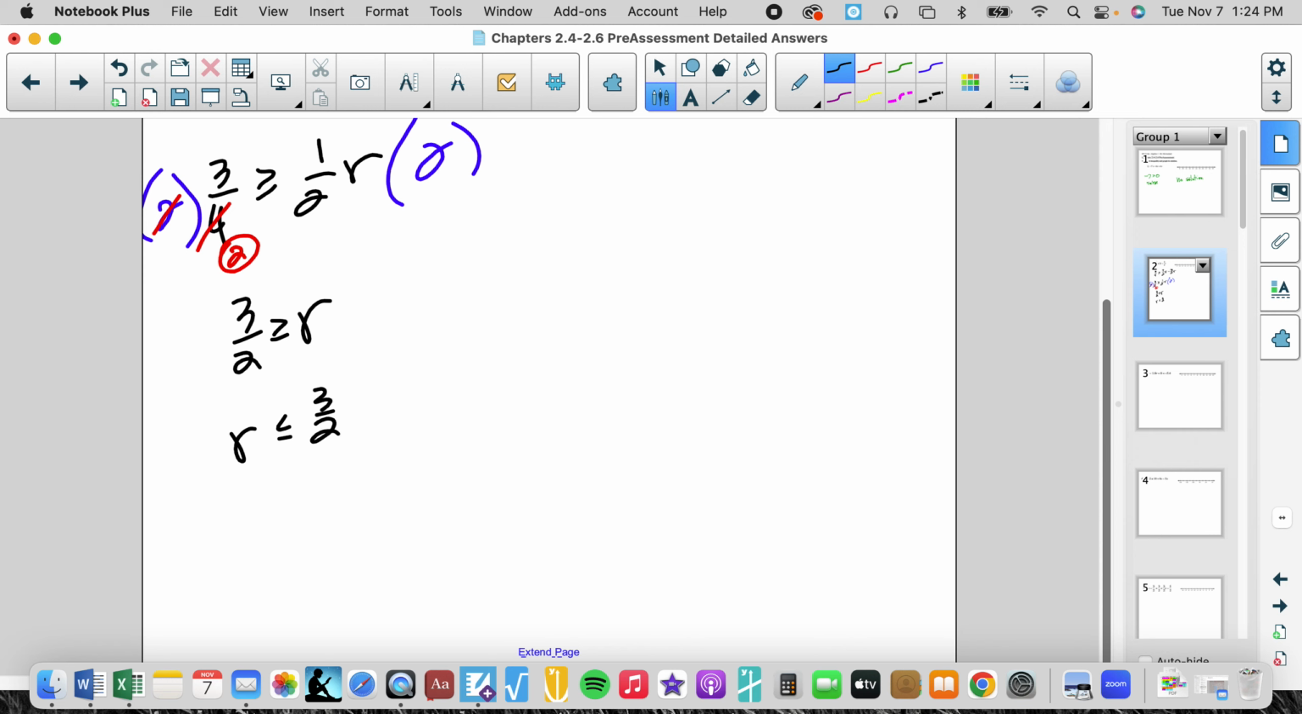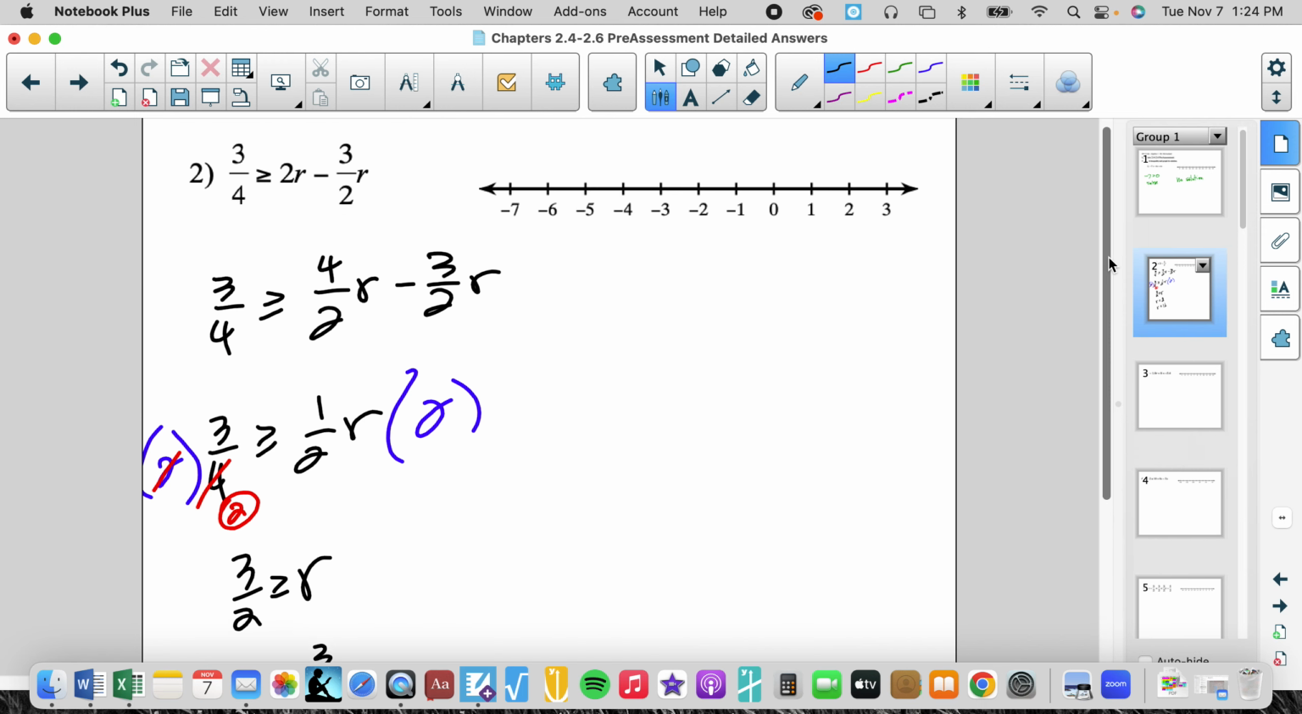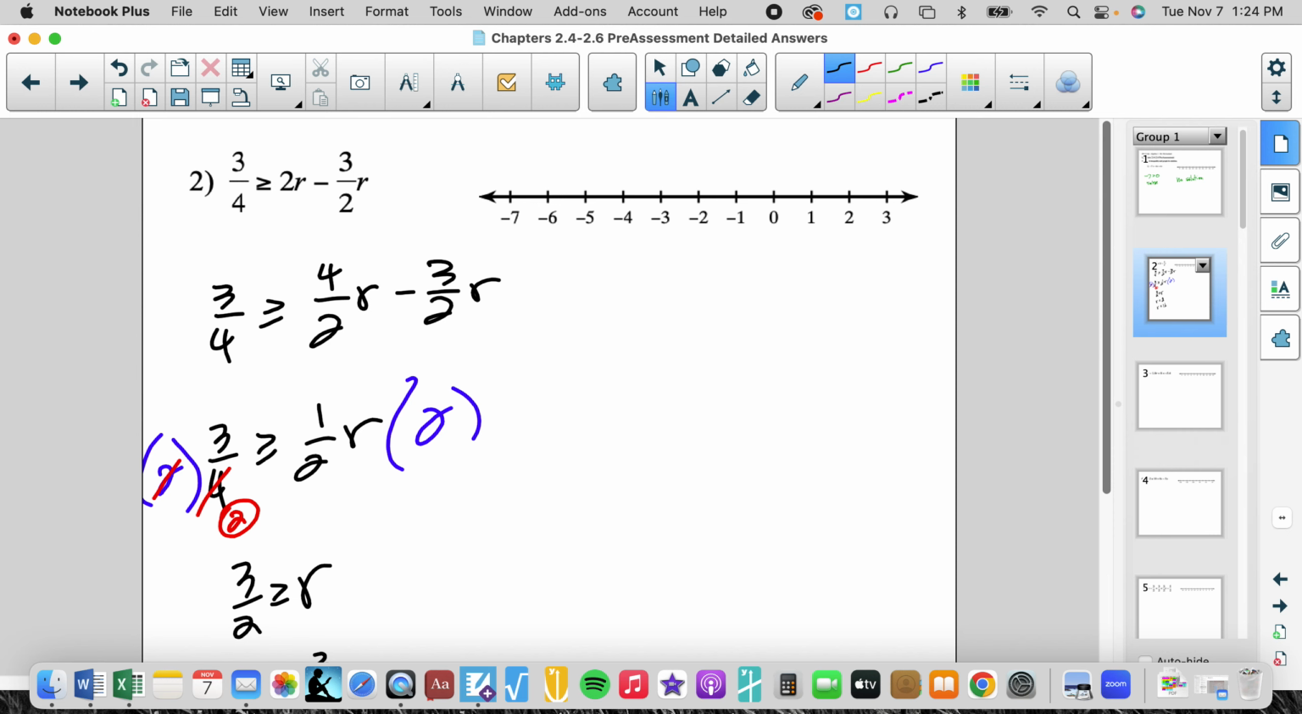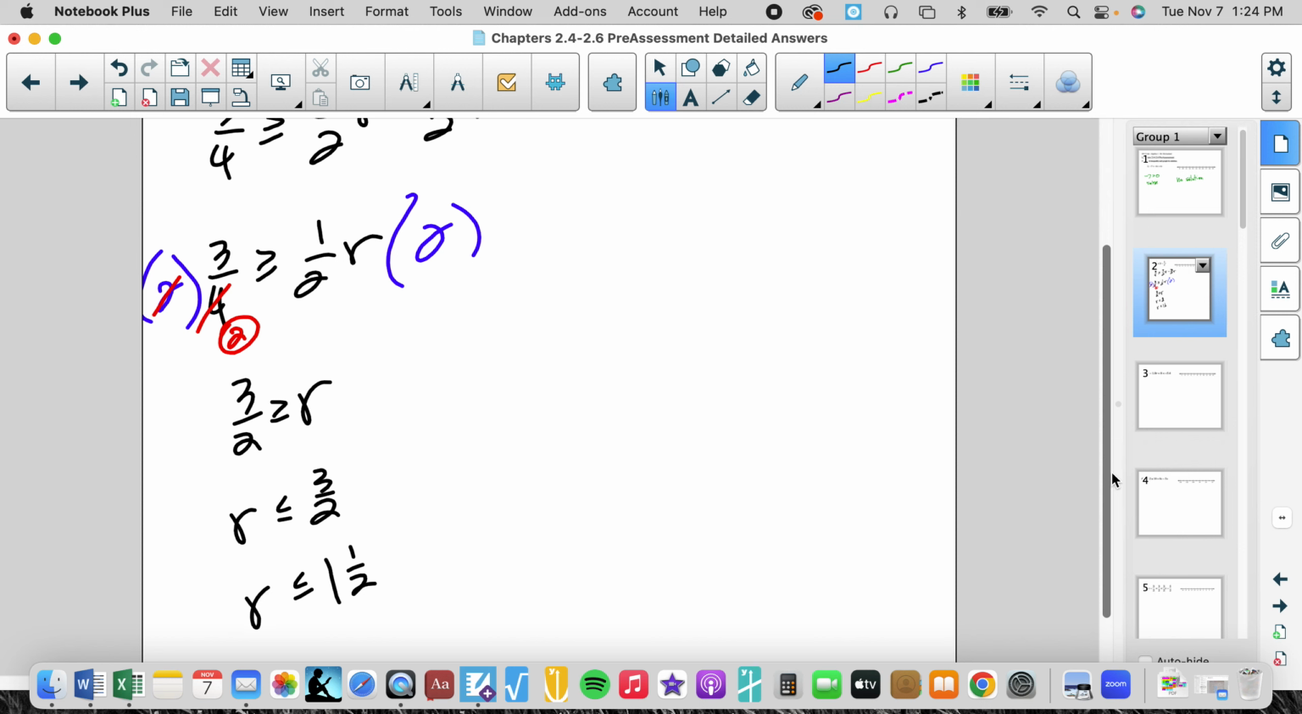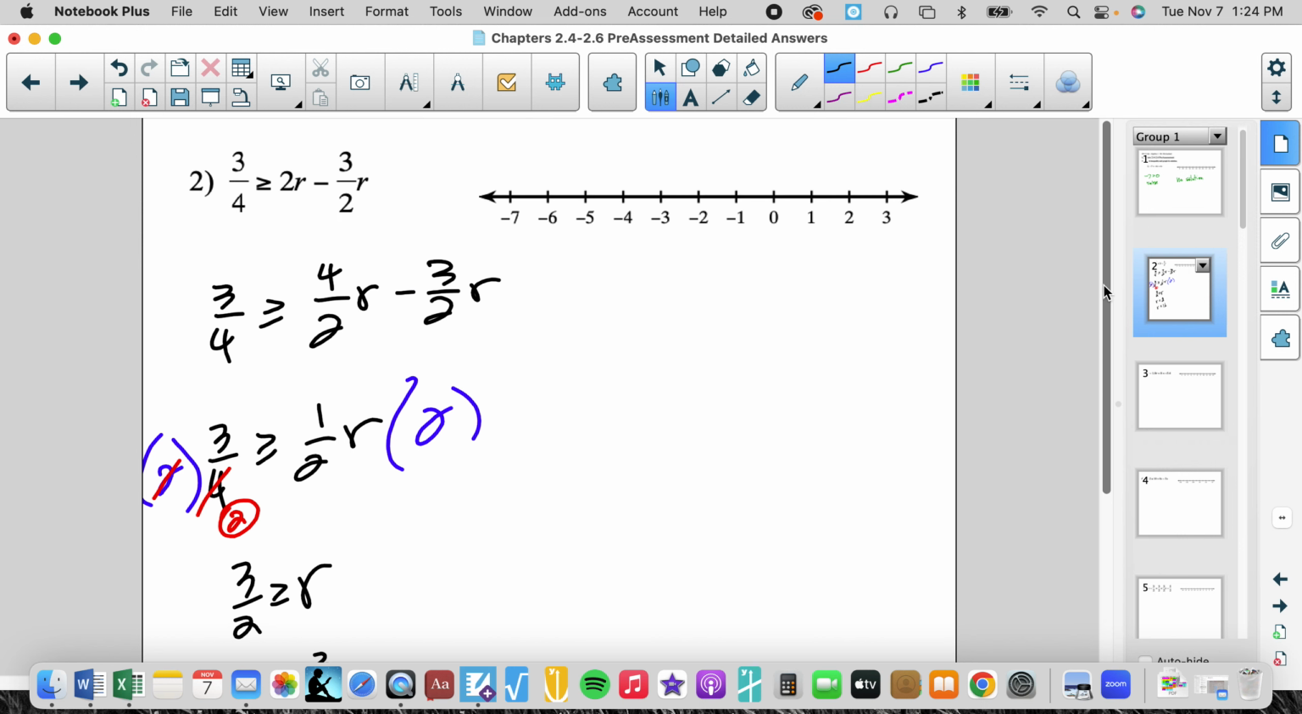Now, some of you understand that 3 halves is 1 1/2. Because we have to place it on the number line, it is in our best interest to convert it to a fraction or a mixed number or a decimal. So 1 1/2 is going to be right here. And we are going to have a closed circle, and we will be going to the left. r is less than or equal to 1 1/2.